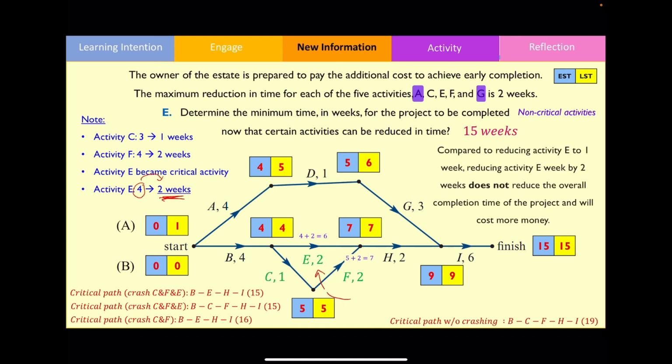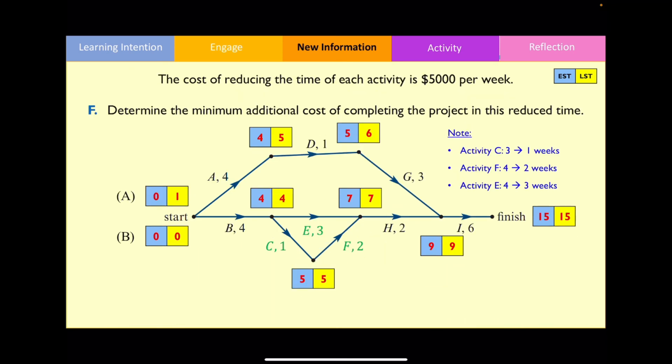As a result, there really is no point to reduce activity E by 2 weeks since it does not reduce the overall completion time, and normally if you were to reduce an activity, this will incur more costs. So therefore it's best to just reduce activity E by 1 week. And this is going to be related to part F of this question. So part F of this question says, determine the minimum additional cost of completing the project. Since the completion time is the same if you reduced activity E by 1 week as opposed to 2 weeks, it is more cost effective for us to reduce activity E by 1 week.